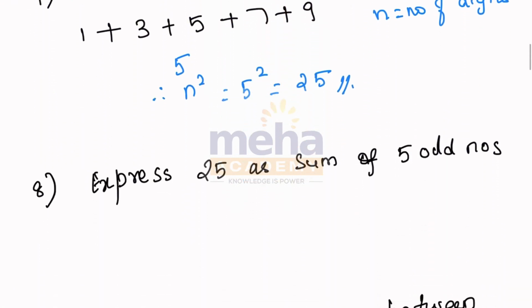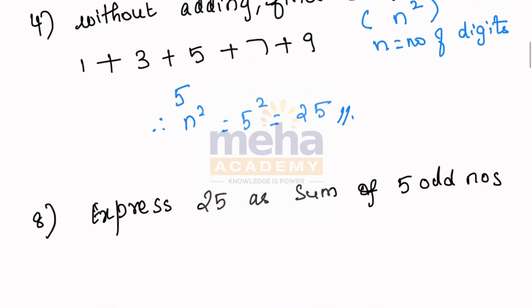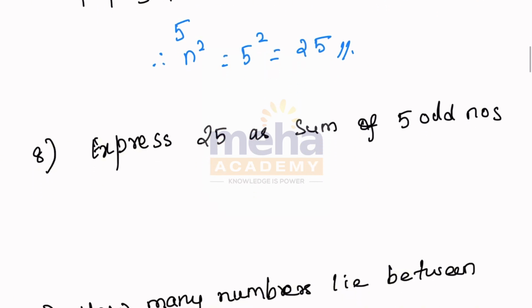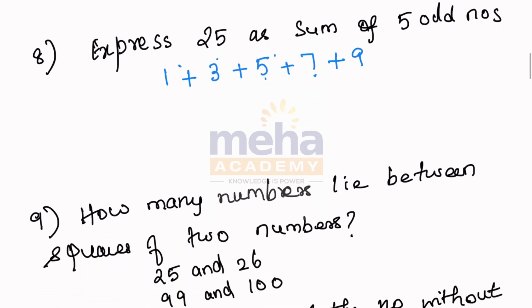The next question. Express 25 as the sum of 5 odd numbers. Always we have to start with 1 and add the first 5 odd numbers: 1 plus 3 plus 5 plus 7 plus 9. These are the first 5 odd numbers. When I add it, I will get 25. 4 plus 5, 9. 9 plus 7, 16. 16 plus 9, 25.